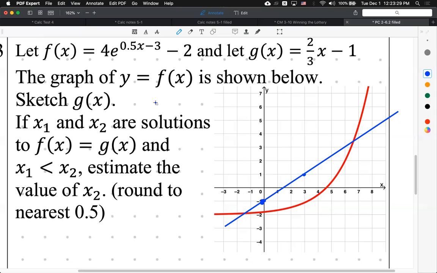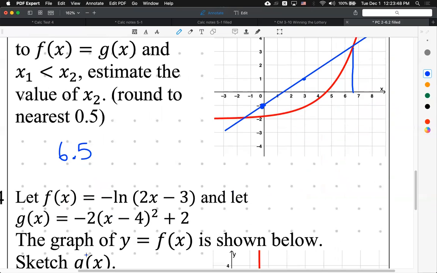Oh, so go for it. There it is, 6.5. If you look and drop the point down, it's roughly at 6.5. I'll leave that line on here too. The answer here is 6.5.